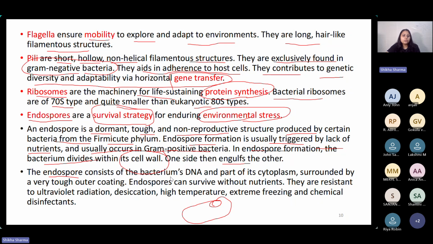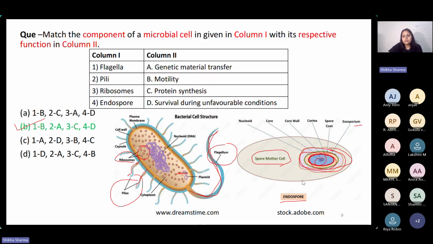The endospore will also have the bacterium's DNA as part of its cytoplasm, and it will be surrounded by a very tough outer coating. So the endospore can survive in tough environments, like without nutrition, and it can resist ultraviolet radiation, desiccation, high temperature, extreme freezing, and also chemical disinfectants. So this endospore is a very tough kind of structure, which is like this.